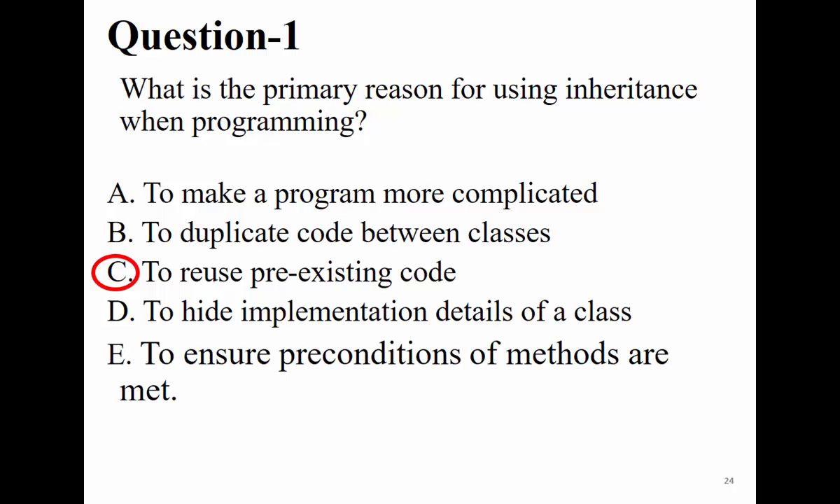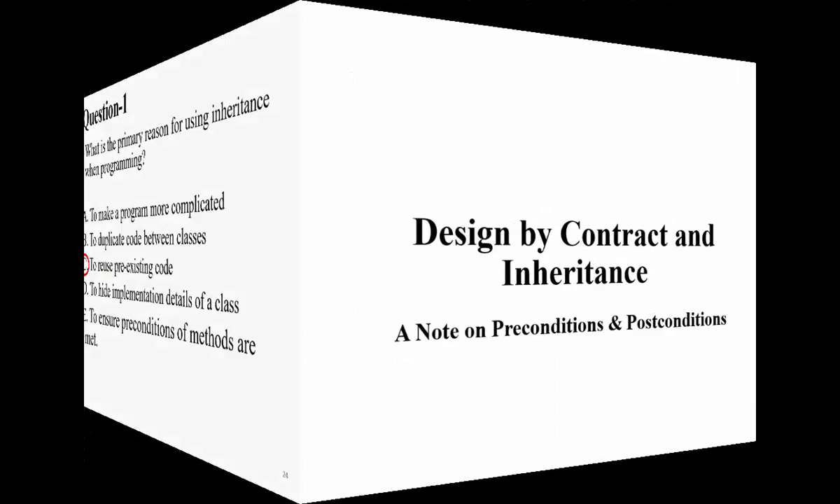The advantage of using, or the primary reason for using inheritance is to reuse the existing code. Okay? Not to ensure preconditions of the method are met, not to hide any implementations. Okay? This is not the purpose of, or a reason to use, inheritance. Okay? Not to duplicate any code, because we use inheritance to reduce and reuse the existing code.